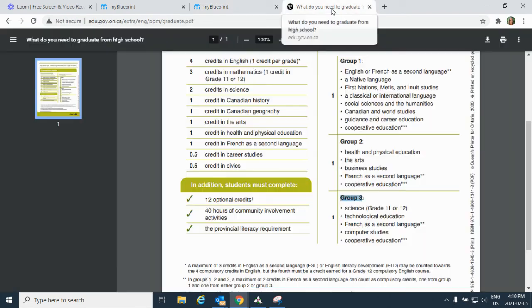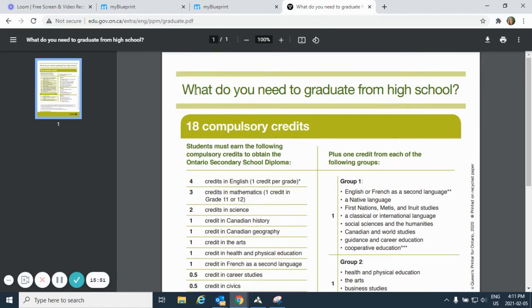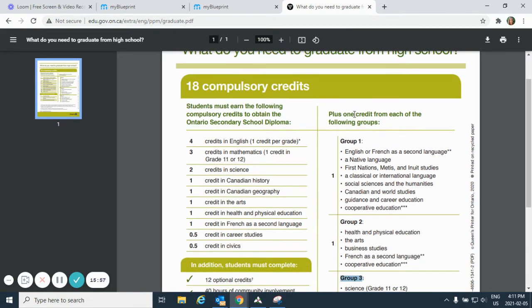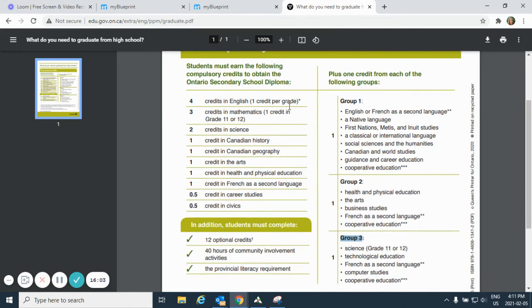The other thing that I want to share with students is the requirements and the courses that you need to have to graduate from high school. By this point, hopefully everybody remembers that you need 18 compulsory credits that are composed of all of these credits that you see here, as well as 1 credit from each of the following groups.